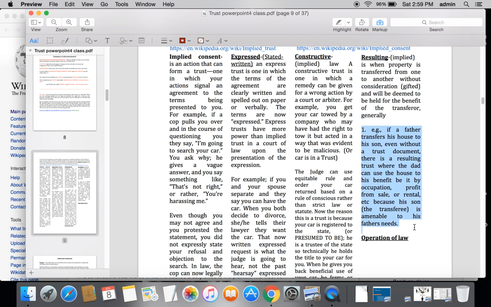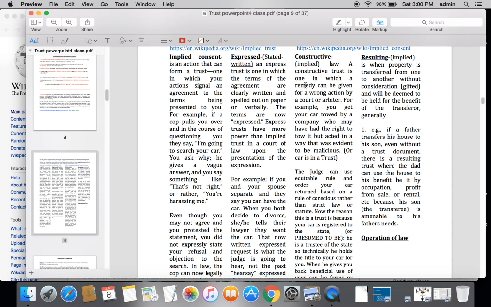So again, we'll go over that. If a father transfers his house to his son, even without a trust document, there's a resulting trust where the dad can use the house to his benefit, be it by occupation, profit from sale, or rental, because his son, the transferee, is amenable to his father's needs. He's going to benefit his father with use of that house, or use of the proceeds from sales of that house. All right? That is a resulting trust. No documents needed.